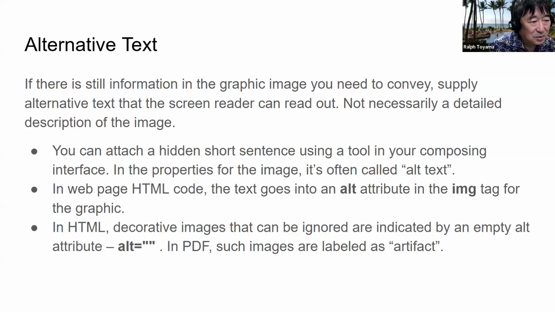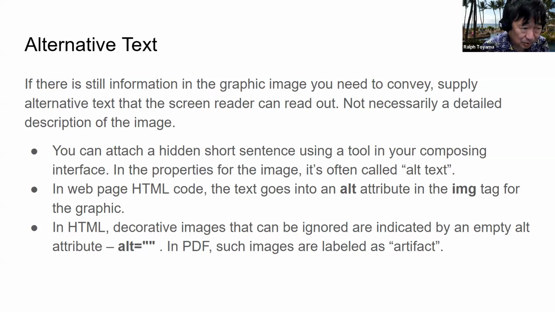So, the techniques. One option is you can attach a hidden short sentence to that graphic, typically using a tool in your composing interface. You go to the properties for that image, and there should be a field in there for alt text. It's usually called alt text, but basically something where you can put a sentence that's only going to be read by the screen reader. And that's different from the title field, where you put your mouse pointer on the thing and the thing pops up. That's something else. Title is not alt text. Alt text is completely invisible.